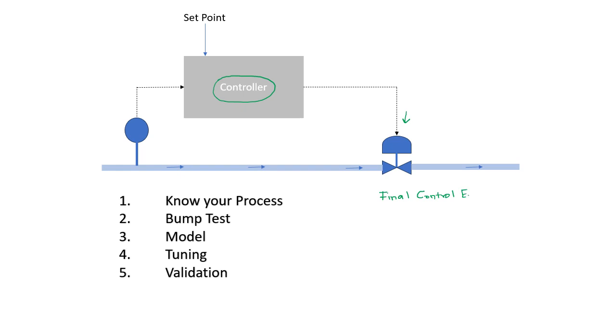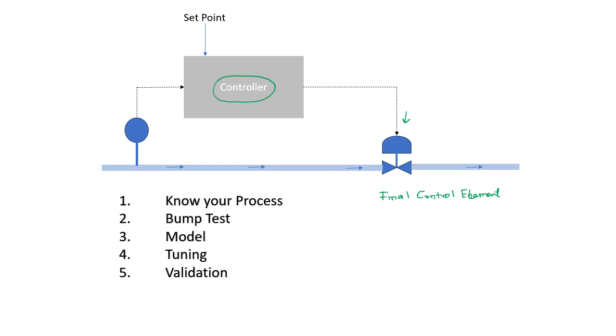Now the final control element can be a valve, it can be a damper, it can be any other thing. Even the control valve can be globe type, it can be rotary, it can be single acting, it can be double acting. So there are so many different things that may happen within this final element. And depending on the type of the final control element, your tuning may get affected sometimes, right?